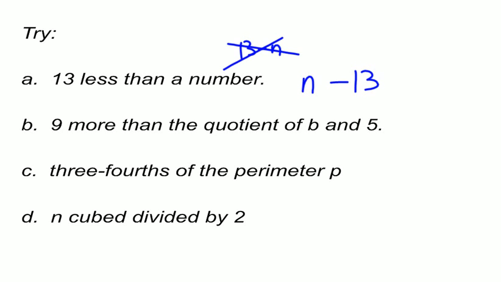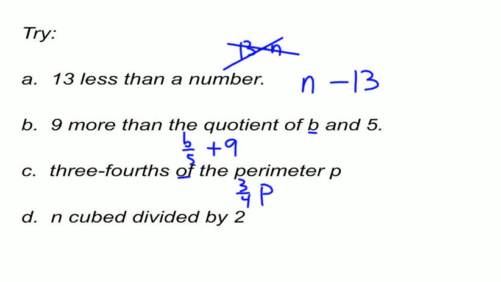Next one, 9 more than the quotient of b and 5. Whenever you see the word quotient, think of a fraction. The b is mentioned first, so that goes on top, and the 5 goes on the bottom. C, 3/4 of the perimeter. Here's that word of, which means times, so it's 3/4 times P.